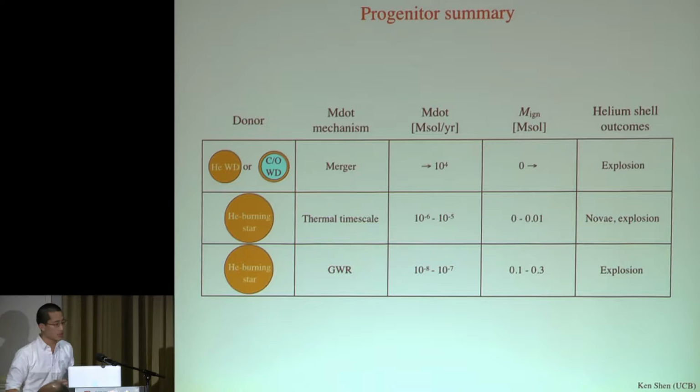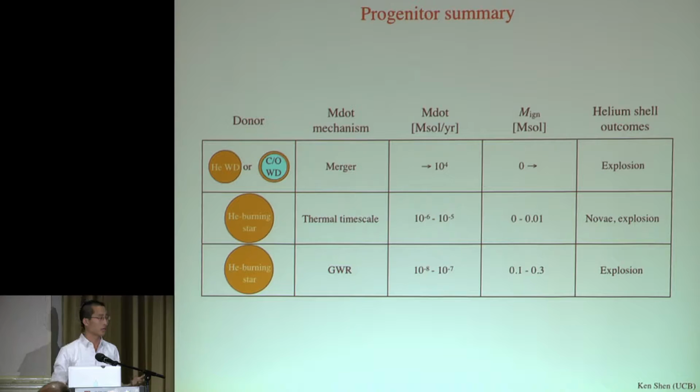Okay, so just to summarize this progenitor portion of the talk, there are a few different ways you can get helium being accreted onto white dwarfs that result in some sort of explosion. They range from unstable mergers to stable mass accretion happening on different timescales. But in all these cases, you end up with convective helium-burning shells, or violently turbulent helium-burning shells, that can lead to some sort of explosion.